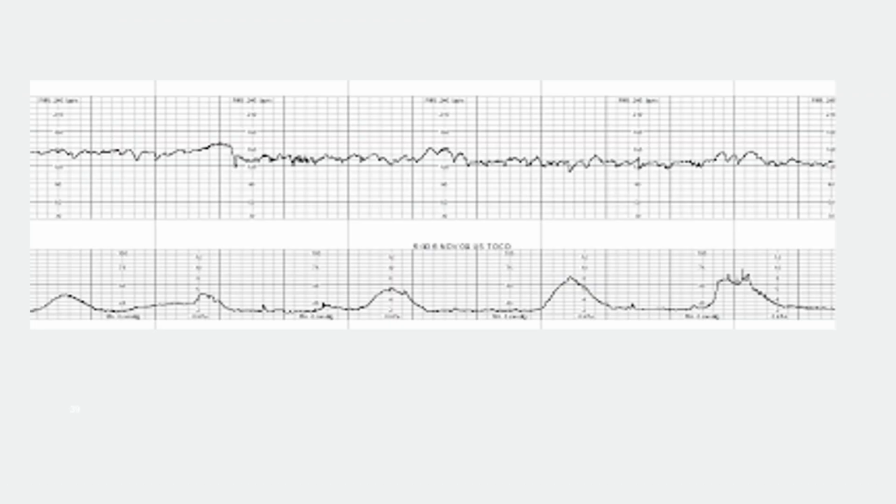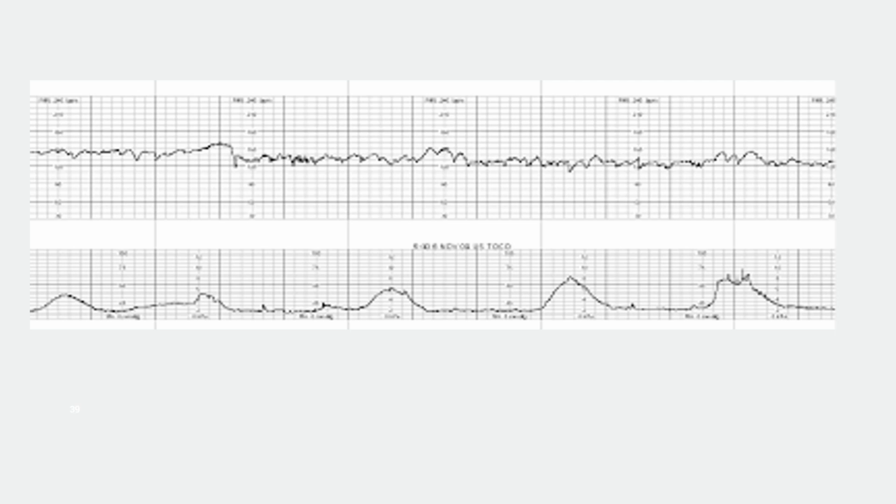And that's it. Let's look at a couple strips here. So here, you've got a nice category 1. You've got a normal baseline, moderate variability, accelerations, no decelerations. This is a really good contraction pattern. That's exactly how they should look.